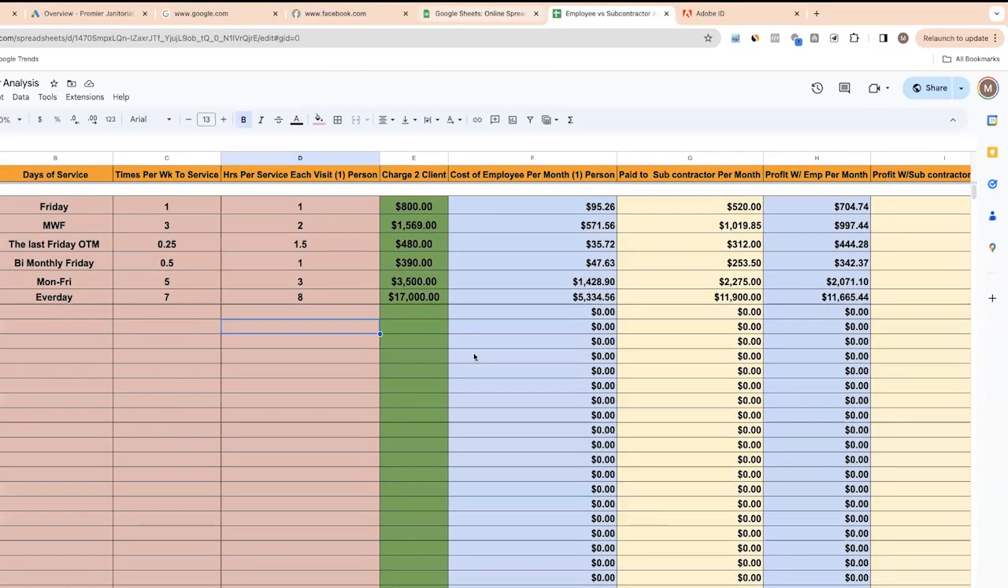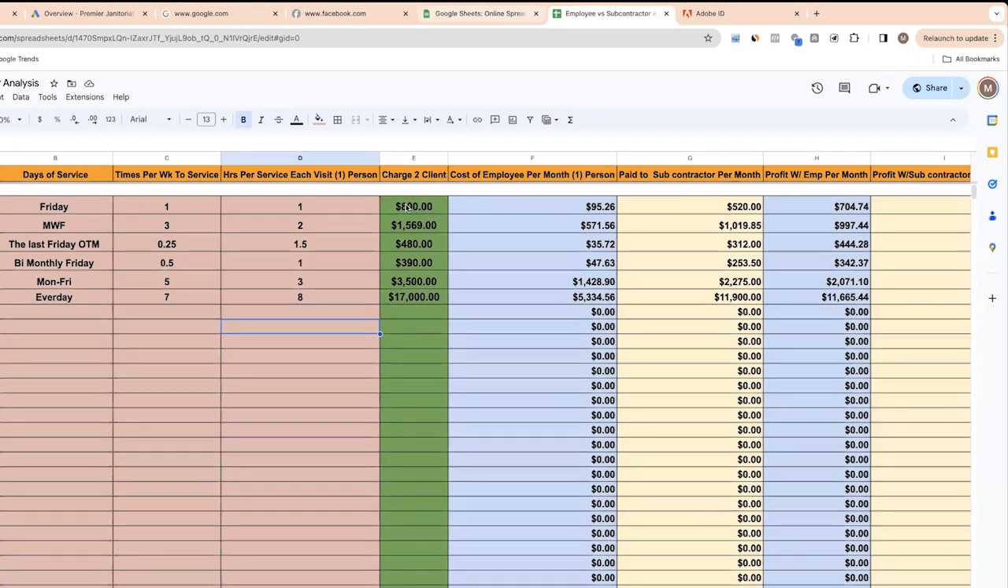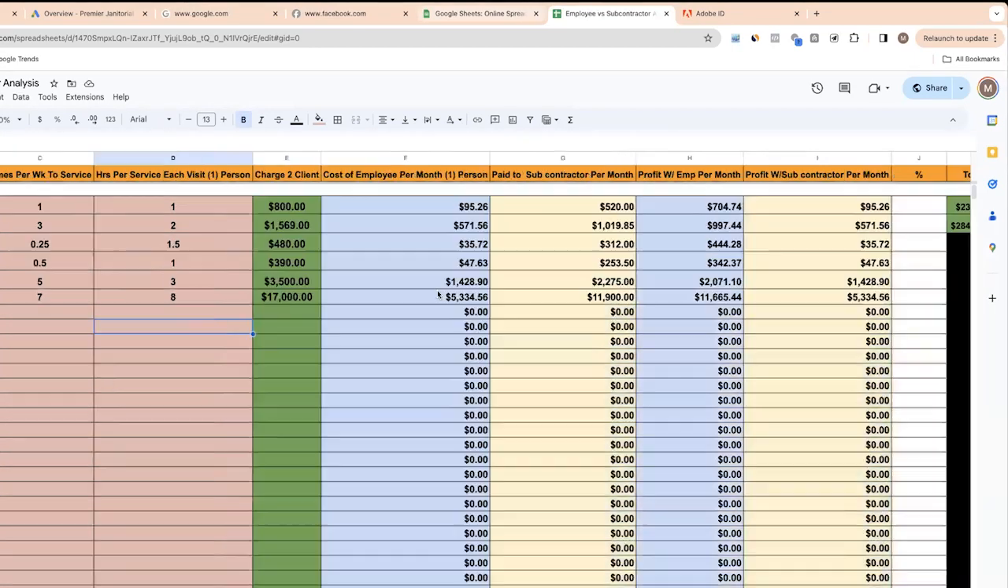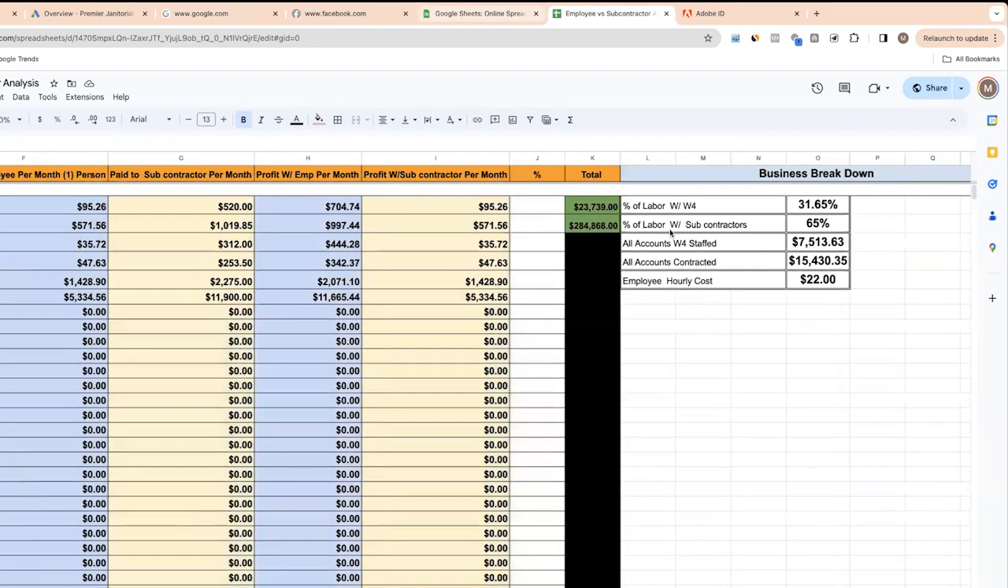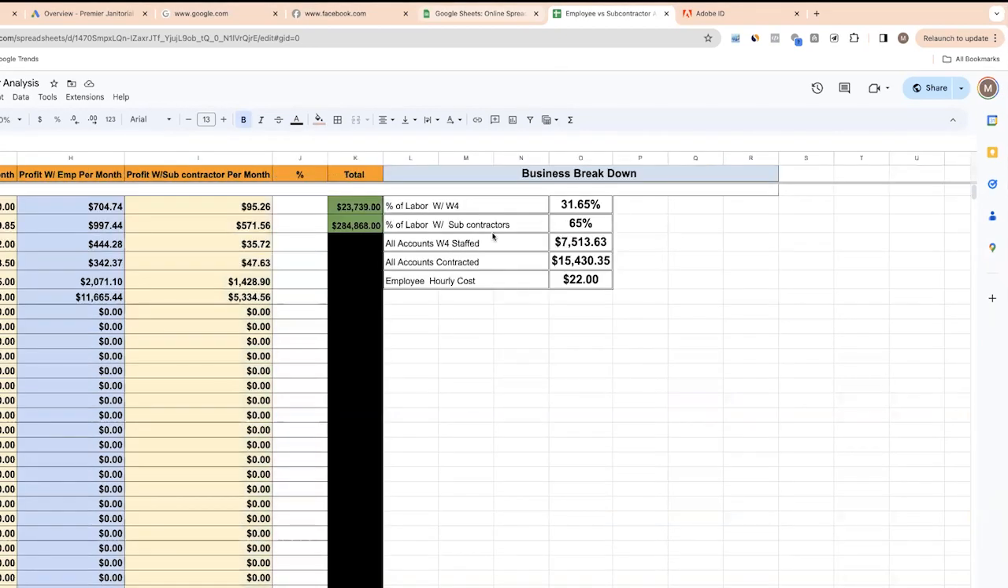One other thing that I did want to share, based on all of the numbers here that we put in, the total amount comes up to almost $24,000, right? A total of $284,868 for the year. Now, this right here is another thing. If I were to just say, hey, I'm not going to work with any subcontractors, I'm going to make sure that I staff everybody with W-4 workers, then this would be the amount that it would cost for us to staff with workers for the month, right?